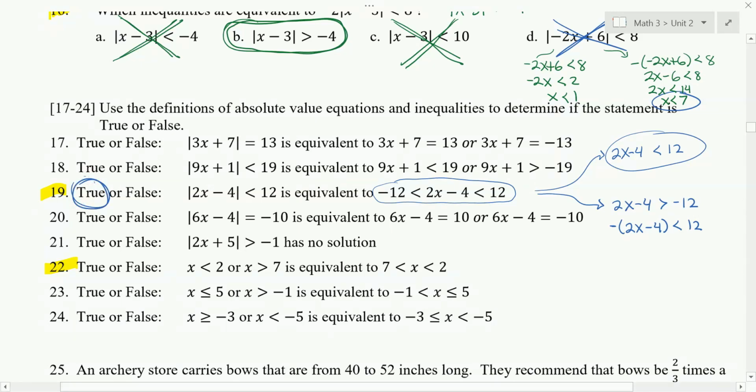For 22, we have x is less than 2 or x is greater than 7 is equivalent to this expression. And that is false because of the or. If it said and, then that would be correct, but because it says or, we're going to circle false.